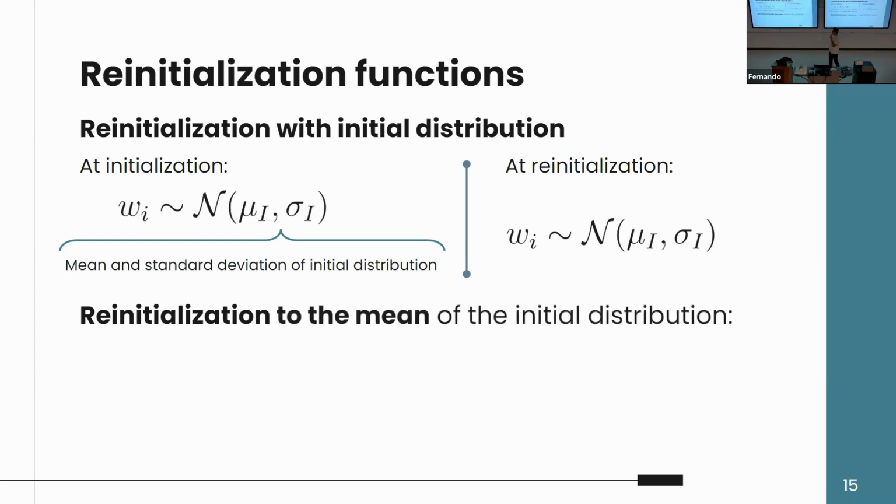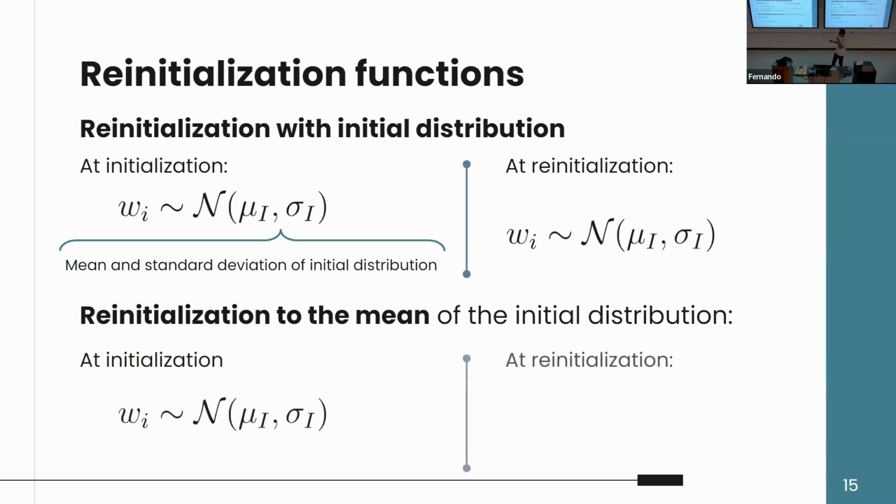The second reinitialization function that I'm going to use is reinitialization to the mean of the initial distribution. So at initialization, everything is going to be the same as before. But now at reinitialization, I'm going to set new weights to the mean of this distribution. So there's no sampling here and there's no noise. This mean is usually, for most initialization functions, 0.